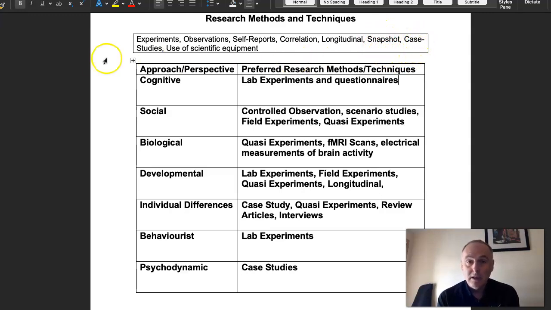Case studies, okay, Freud, yeah. And also as well, we might need to consider the use of scientific equipment. So do they use things like MRIs or electrical equipment of some sort, that sort of thing. Okay, so we've done that. Let's have a look at our approaches and perspectives just to remind ourselves of what these are. So down this side here, we've got our 5 areas. Okay, so we've got cognitive, social, biological, developmental, and individual differences.